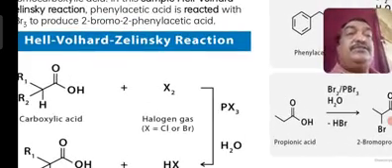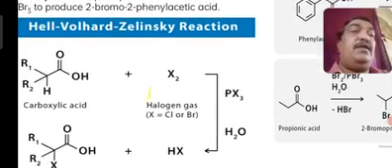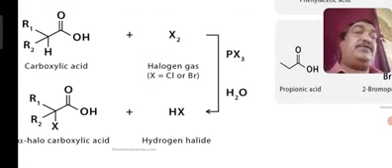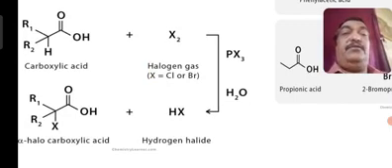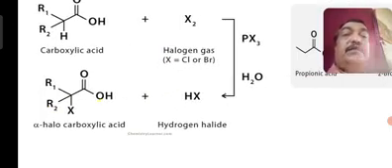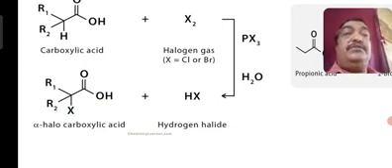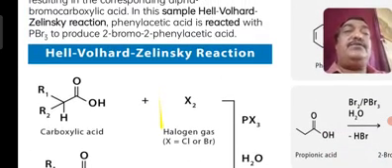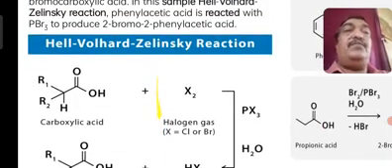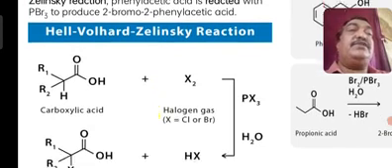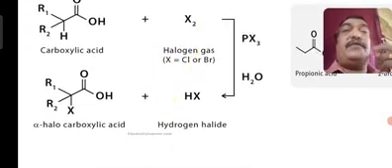When carboxylic acid is treated with halogen, like chlorine or bromine gas, in presence of phosphorus trichloride and water, the X will be eliminated as acid and you will get halogen substituted carboxylic acid. So this is called as HVZ reaction, the Hell-Volhard-Zelinsky reaction. Okay, so I repeat again.